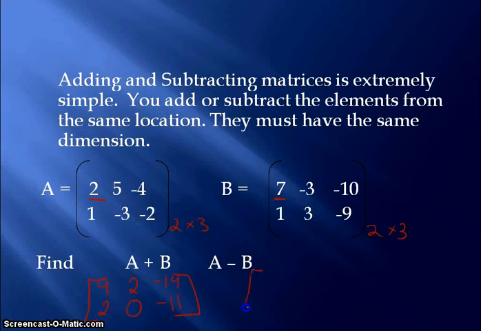And then A minus B, same idea. We're just subtracting instead. So we've got 2 minus 7, which is negative 5. 5 minus negative 3, which is going to be 8. Negative 4 minus negative 10 is going to give us 6. 1 minus 1 is 0. Negative 3 minus 3 is negative 6. And negative 2 minus negative 9 is 7. So we're just going element by element. Seeing in this one case we added, and in another case we subtracted.